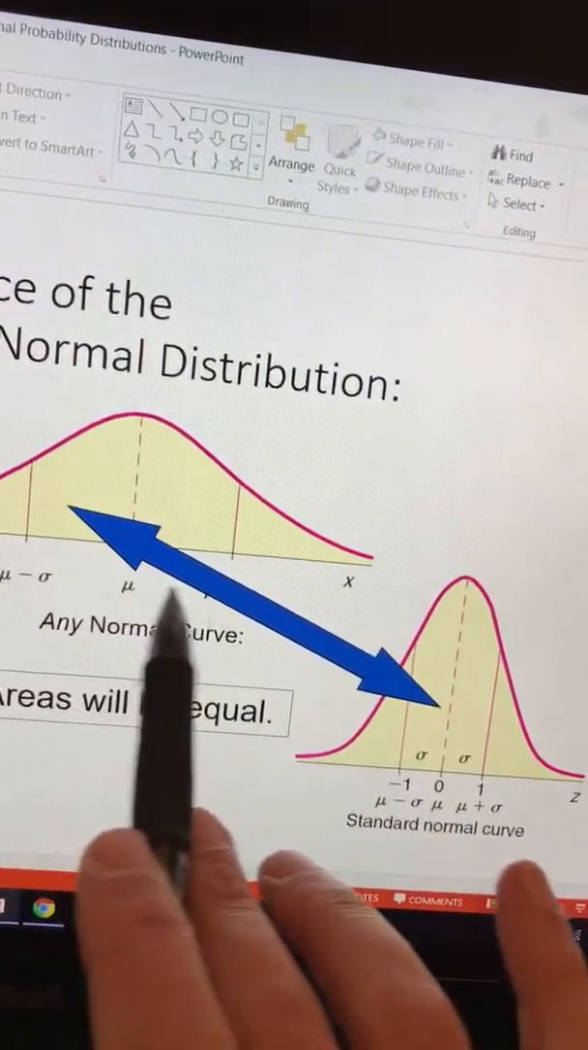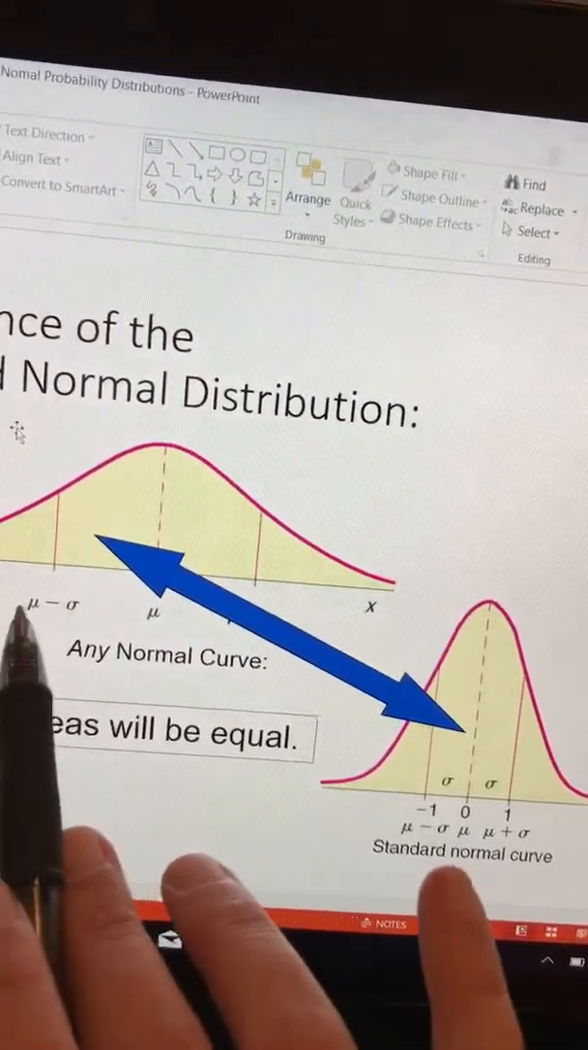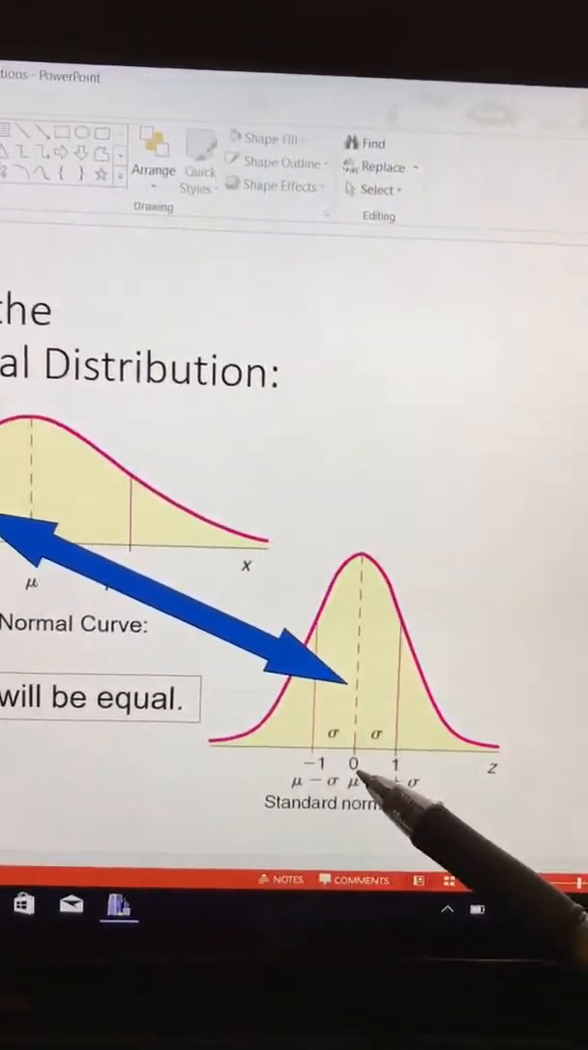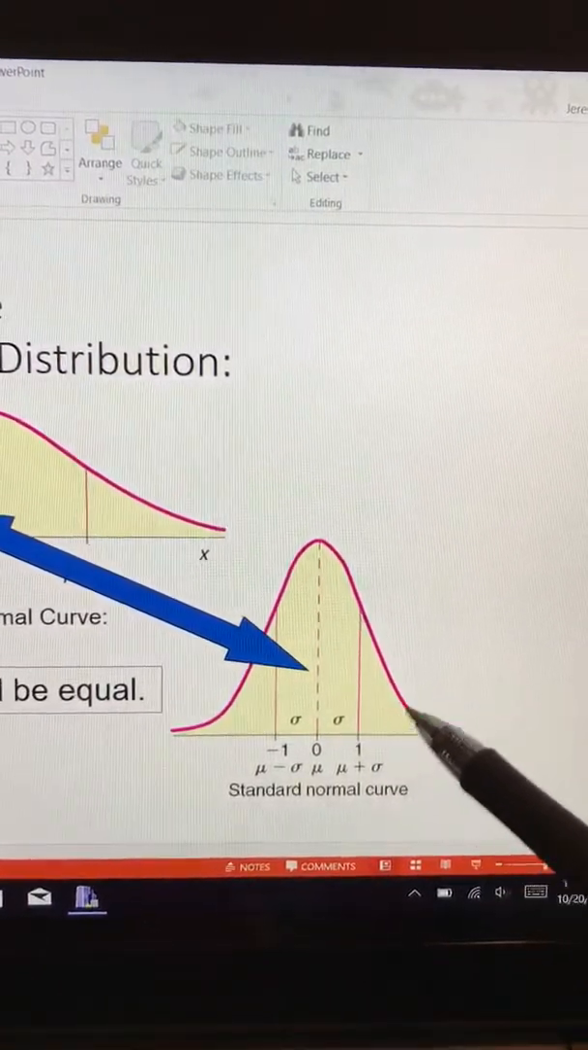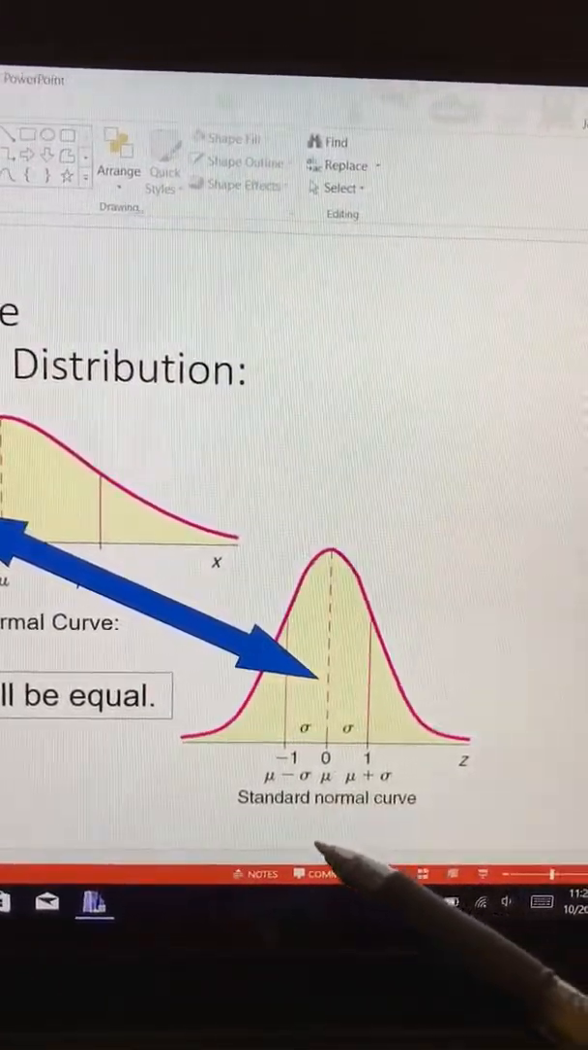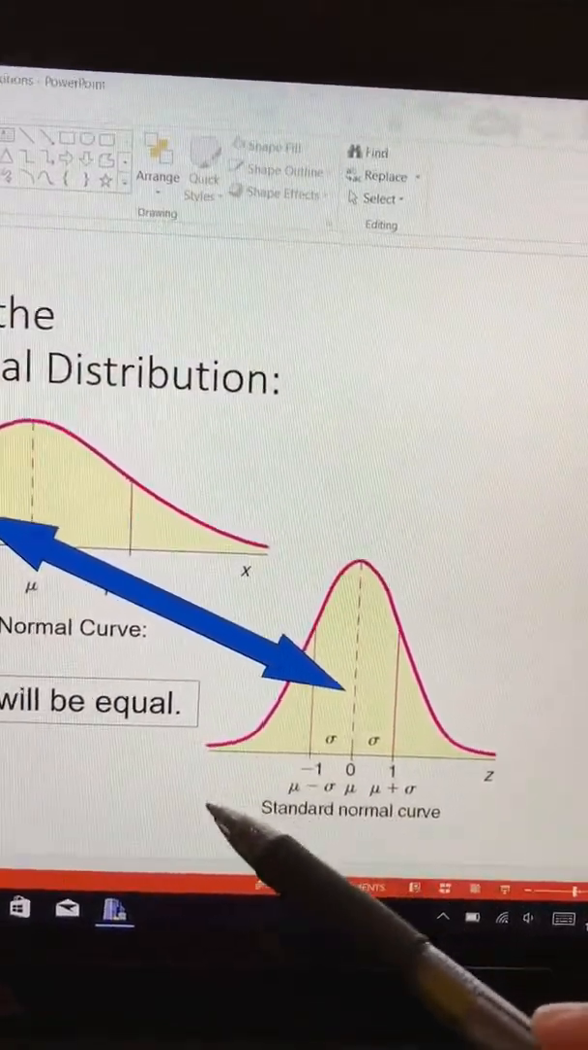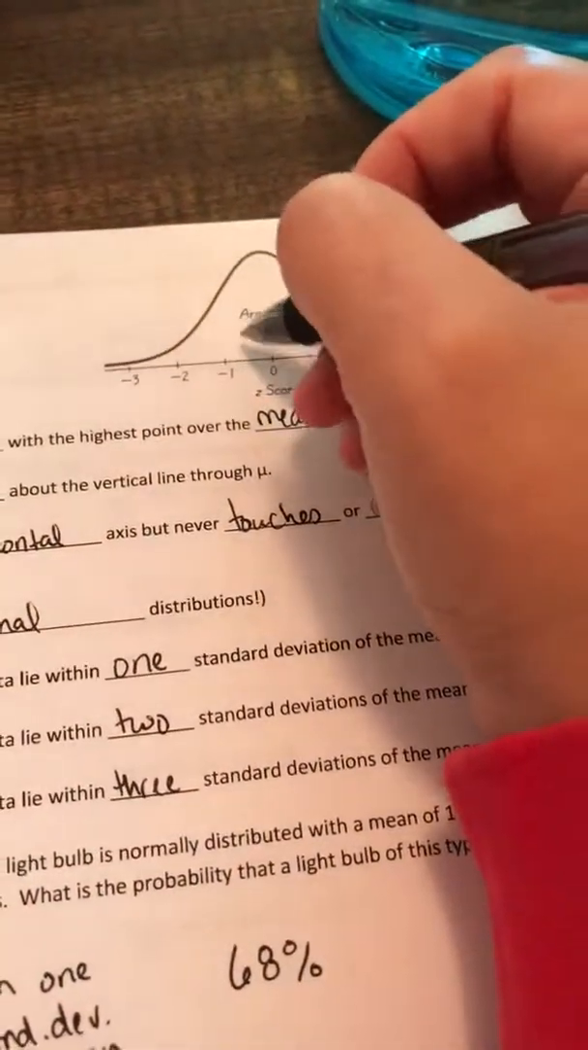You have mu, and then you do mu plus sigma. You can't see it over the arrow, but mu minus sigma. When you switch to standard normal, your mean's always 0. You got 1, 2, 3, if you go 1, 2, or 3 above the mean, and -1, -2, -3 if you go below the mean, so it looks like this.